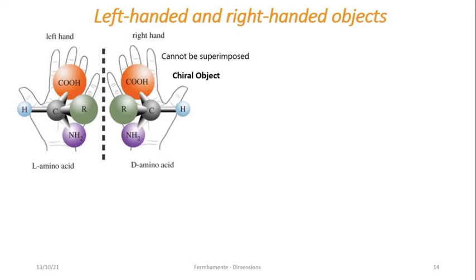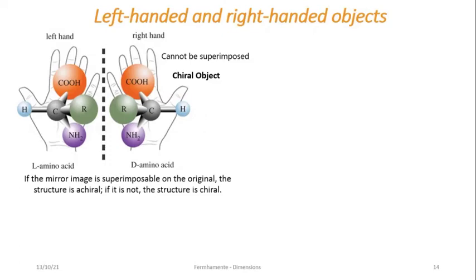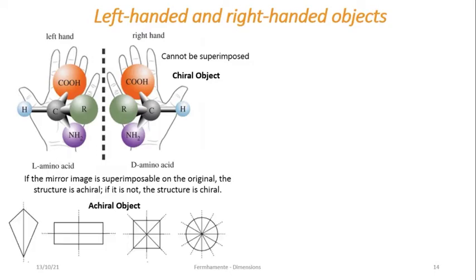And we can say that these objects are chiral objects. If the mirror image is superimposable on the original, the structure is achiral. If it is not, the structure is chiral. We can say that chiral objects are like these polygons.